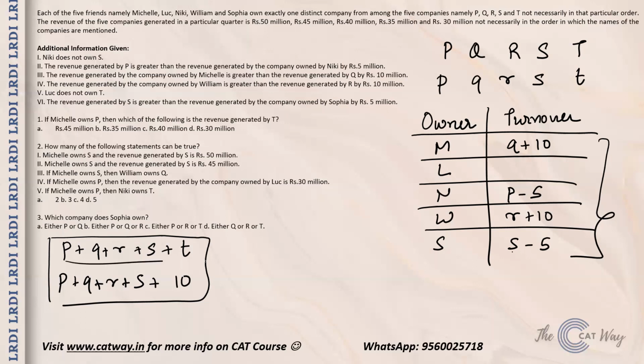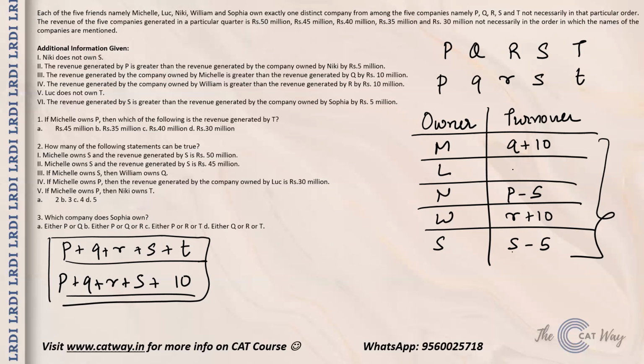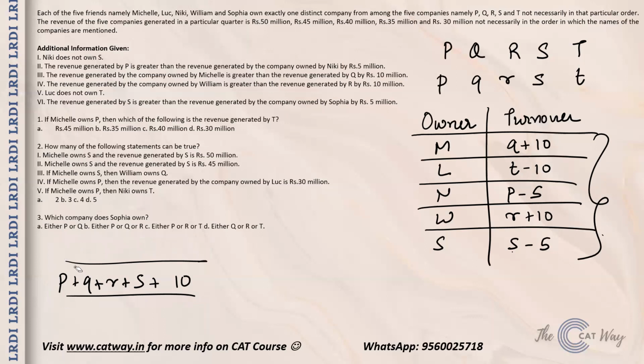Now, guys, this is the revenue for these four people, right? Consider it this way: 1, 2, 3, 4, 5 is given and the value of 1, 2, 3 and 4 is given. So if you subtract 1, 2, 3, 4 from 1, 2, 3, 4, 5, what you will get is the value of 5. So if you subtract, what you will get is T minus 10, and that will be the revenue of Luke's company. So this is the new and complete table that we have. Okay, let's move ahead now.